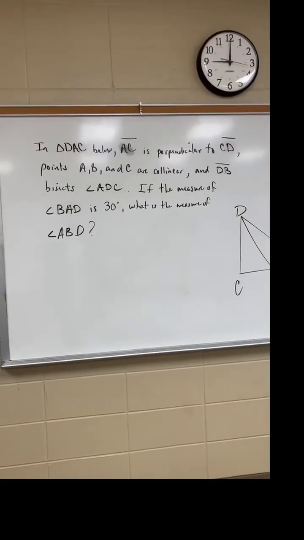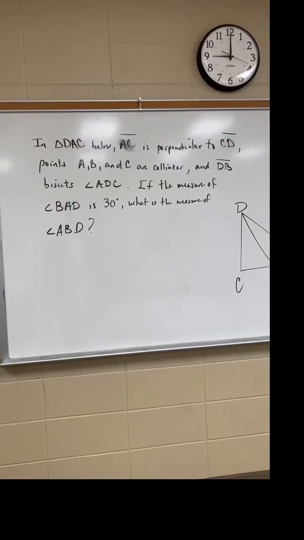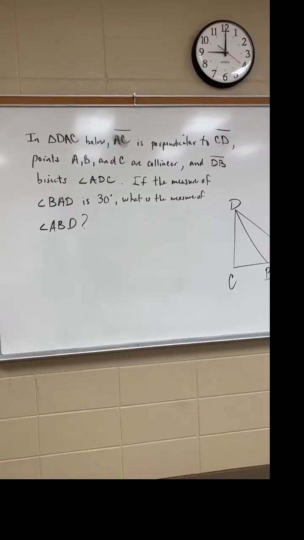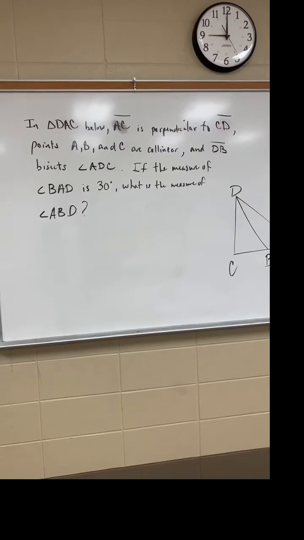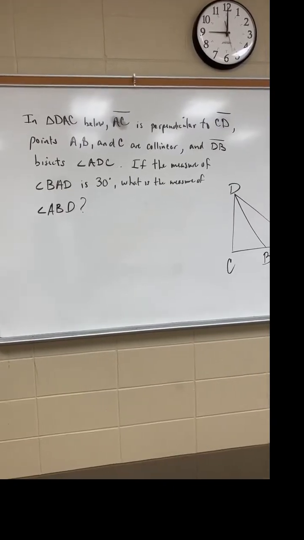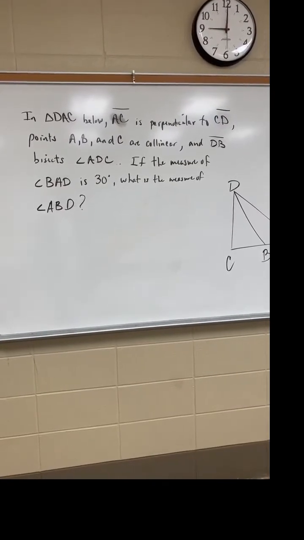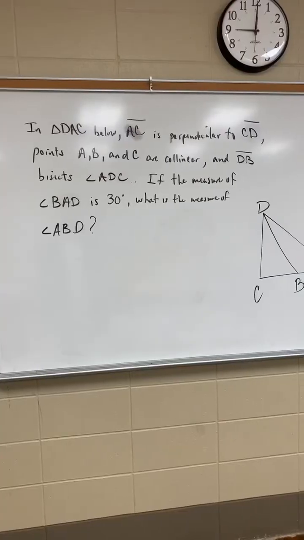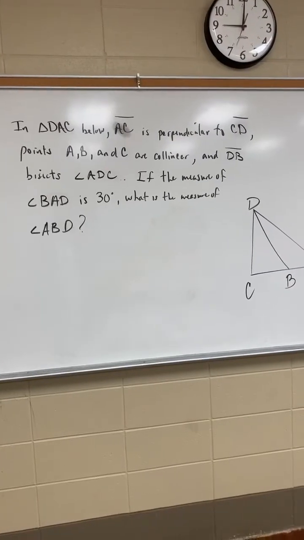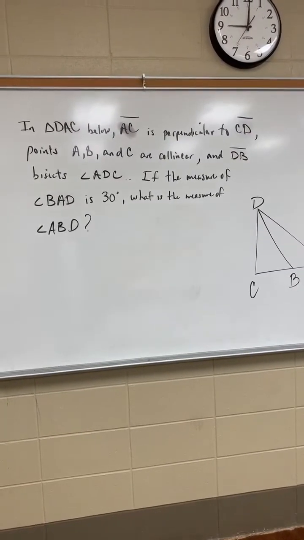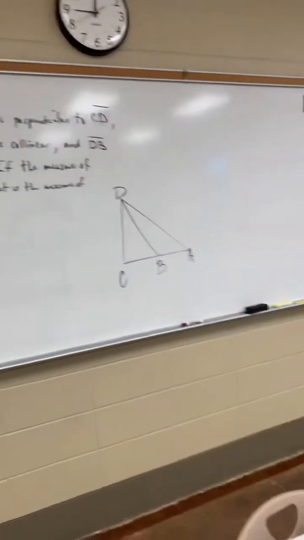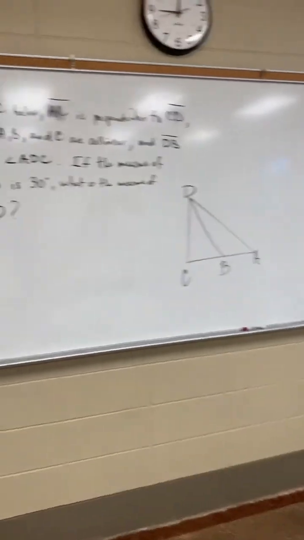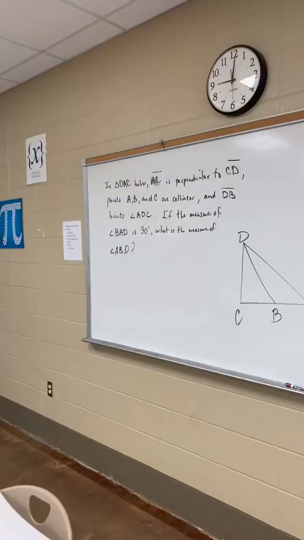All right, so this question says, in the triangle DAC below, segment AC is perpendicular to segment CD. Points A, B, and C are collinear, and segment DB bisects angle ADC. If the measure of angle BAD is 30 degrees, what is the measure of angle ABD? And there's the diagram right there. A lot of words, there's a diagram.